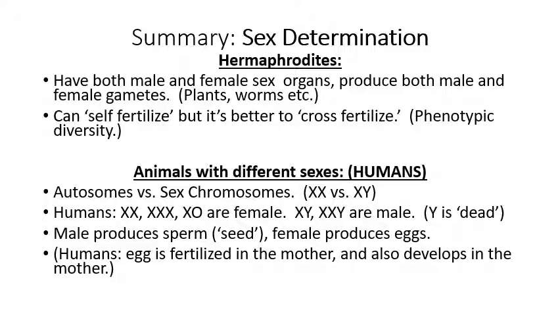Okay, so to summarize human and mammal sex determination, we have autosomes. Those are the chromosomes that carry all the genes that are not involved in sex determination. And we have one set of sex chromosomes, and then we have XX versus XY, as well as some anomalies. Right.